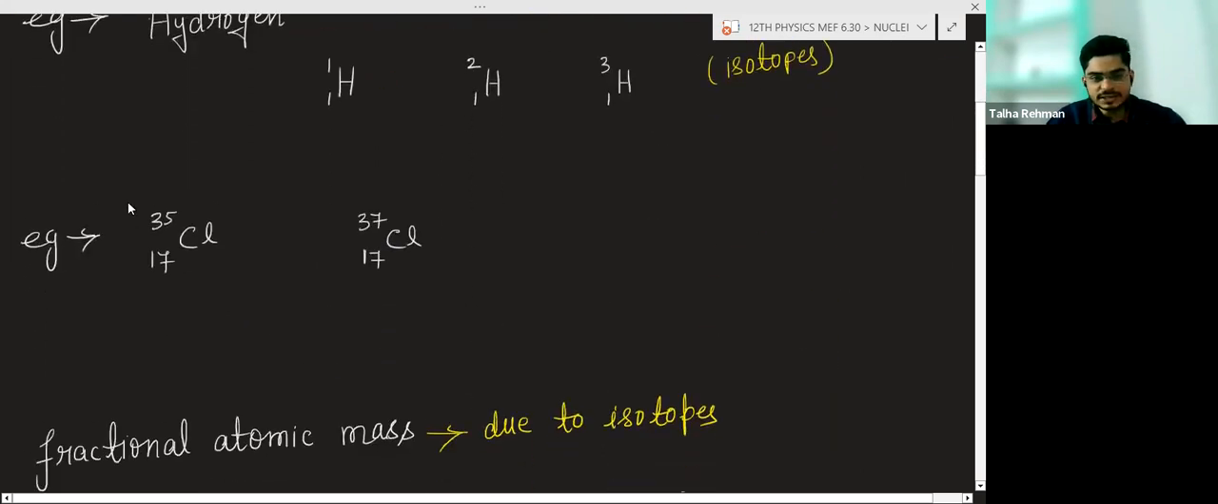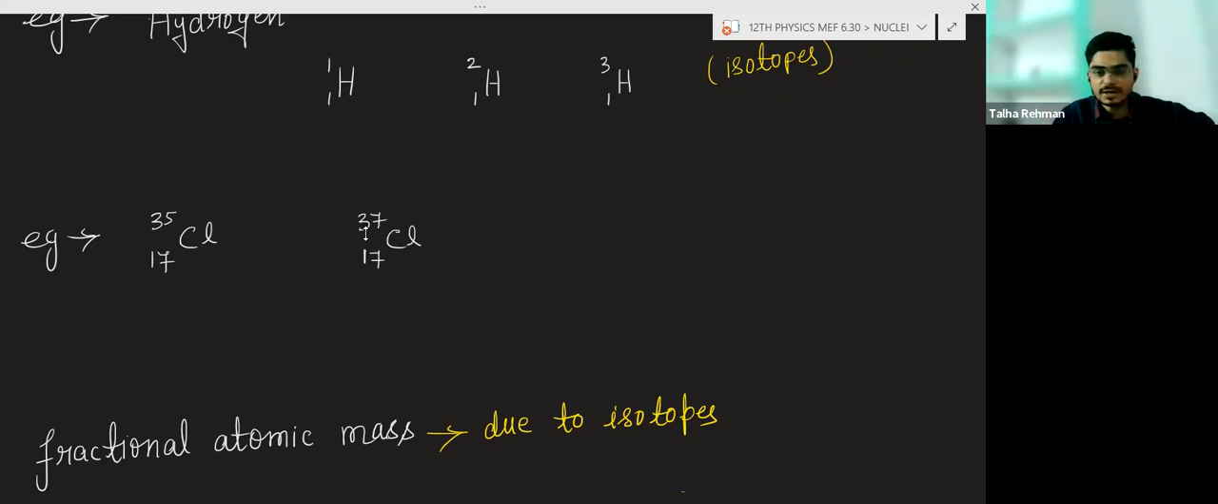After that, this is one more example here. What is the element name? Chlorine. So this is a chlorine atom. This is another chlorine atom. And these two atoms of chlorine are different. How? You can see the atomic number is the same, but the mass numbers 35 and 37 are different. So atomic number same, mass number different means these are isotopes.